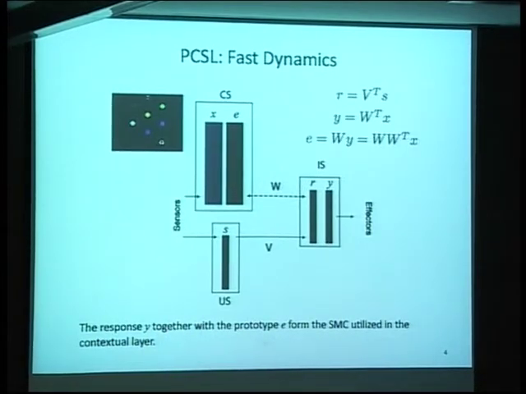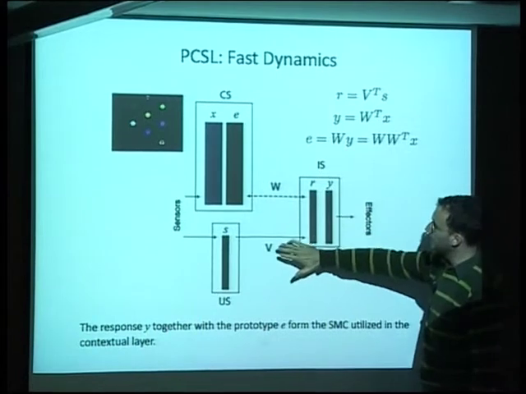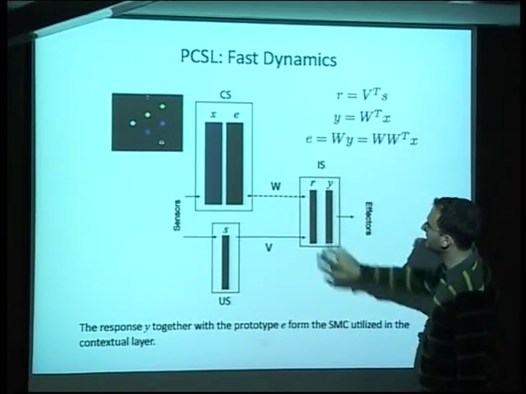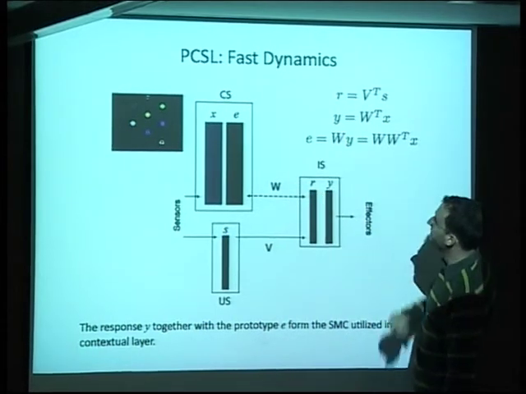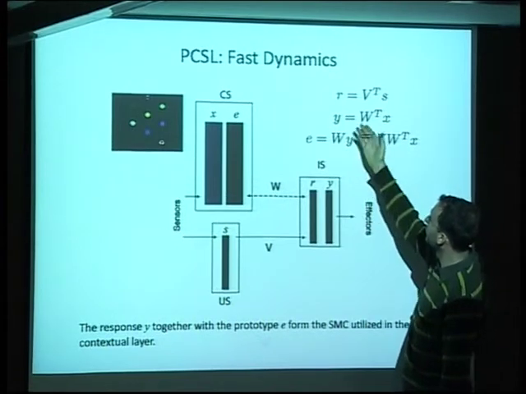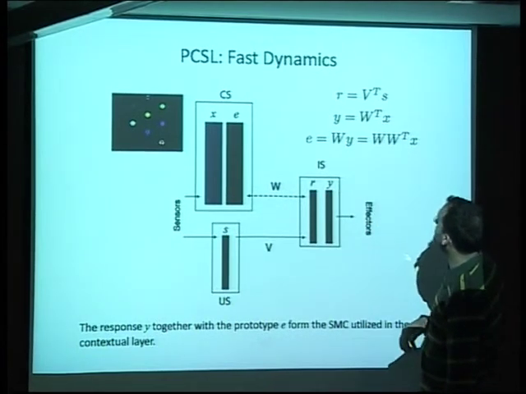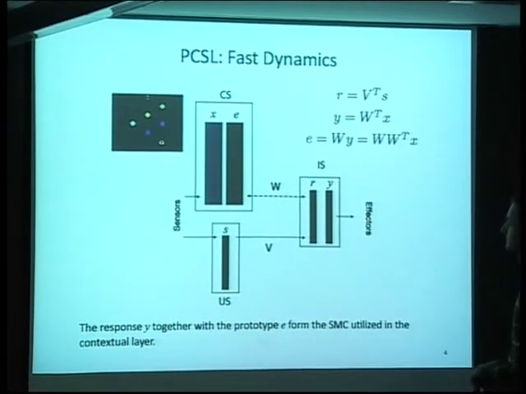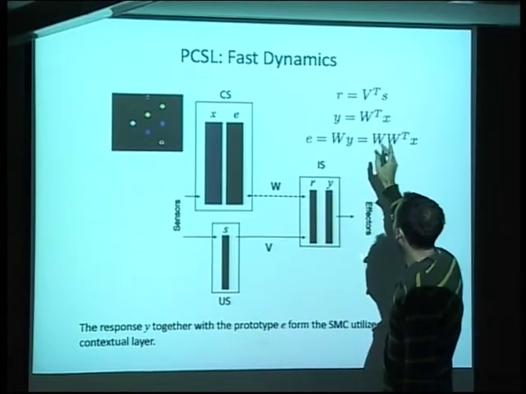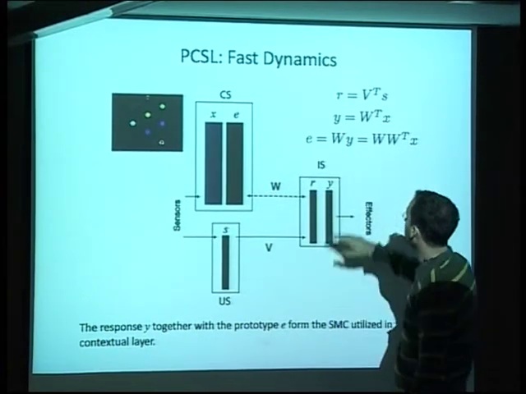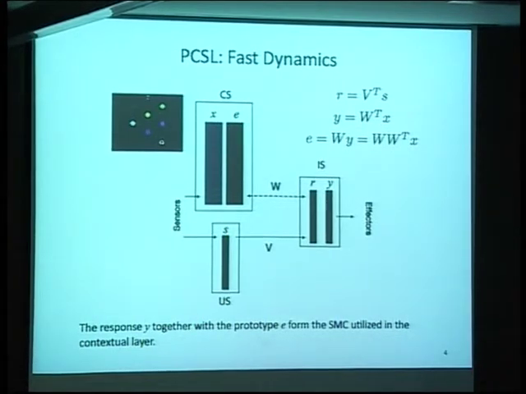If we look at the fast dynamics, we see that if these are the weights that determine the reactive layer, and these are the weights determining the adaptive layer, we see that as just forward projections. And so this means that R is just V transpose S, where Y is W transpose X. Then the prototype is a back projection of the Y towards the CS group, so that E is WY, or WW transpose X. And mathematically, this corresponds to a linear projection of the Y towards the CS group.